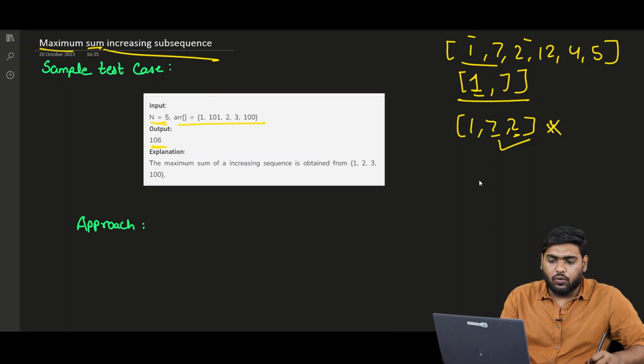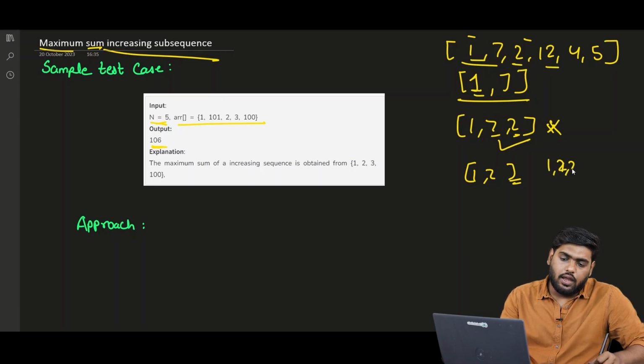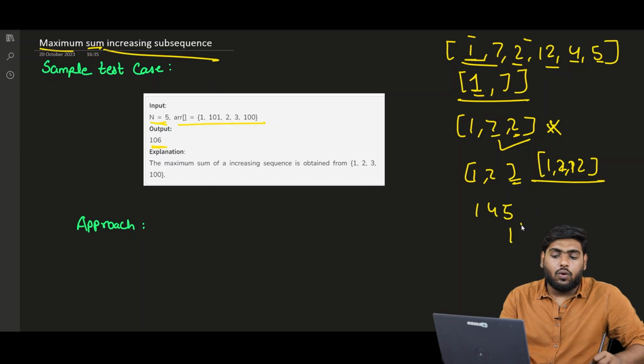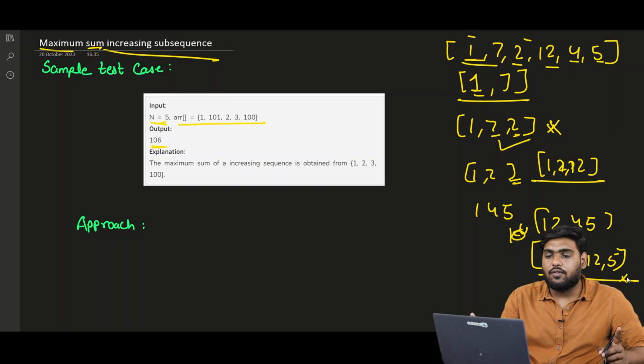Let's talk about 1 and 2 only. 1 and 2, are these increasing subsequences? Yes, these are increasing subsequences. Also, now let's say 1, 2, and 12. This is also an increasing subsequence because it is not hindering the property of being sorted. After that, if I take 1, 4, and 5, 1, 4, 5 is also sorted, 1, 2, 4, 5 is also sorted, 1, 2, 12, 5 is not sorted. That means it is not a solution, not a subsequence that we have to consider.